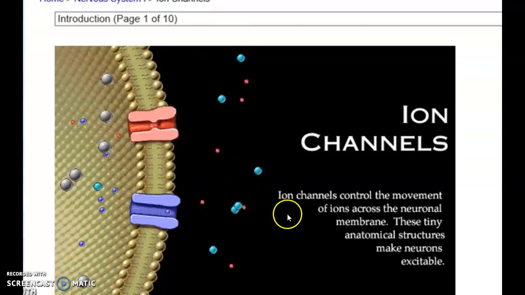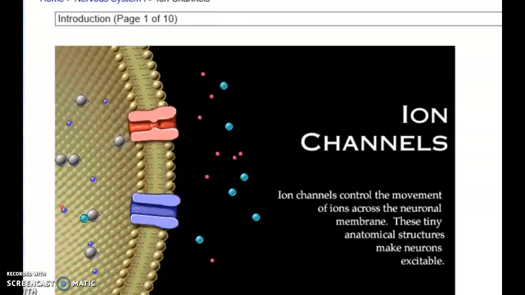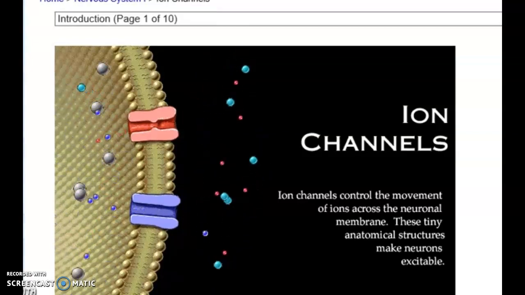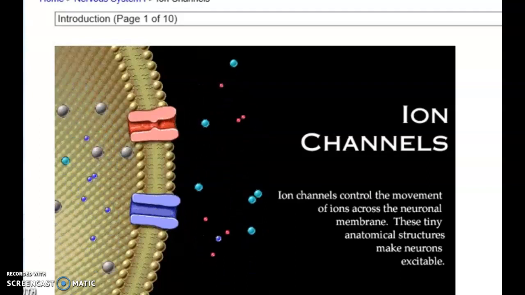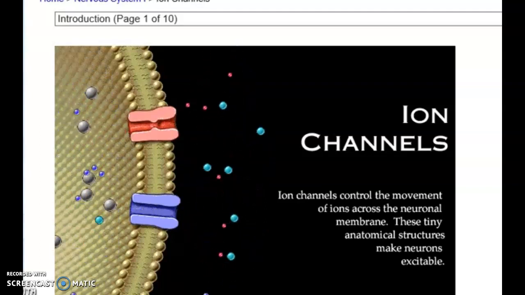Okay, but let's go ahead and just talk in general about what's going on in these neurons, looking at these ion channels. And again, it's the channels and the movement of ions that actually makes something excitable, able to do something. Because every cell, remember, has a phospholipid membrane with proteins embedded in it, and every cell has sodium and potassium, but not every cell has the same number of sodium and potassium channels. So cells with more channels tend to be more excitable. Channels control the movement of ions across the neuronal membrane. These tiny anatomical structures make neurons excitable.